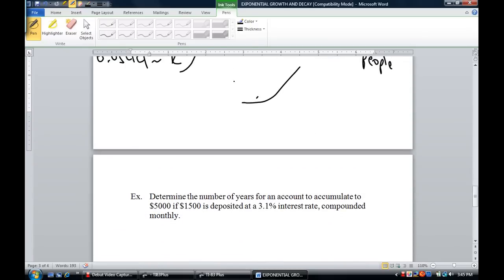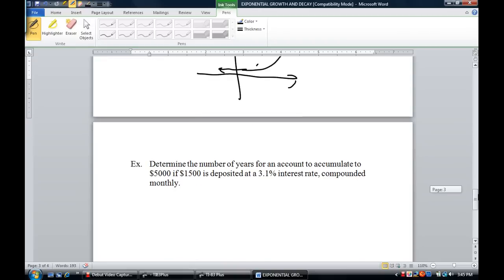If you were to graph that, that's how it looks. Can't go negative values. Let's do one more problem.